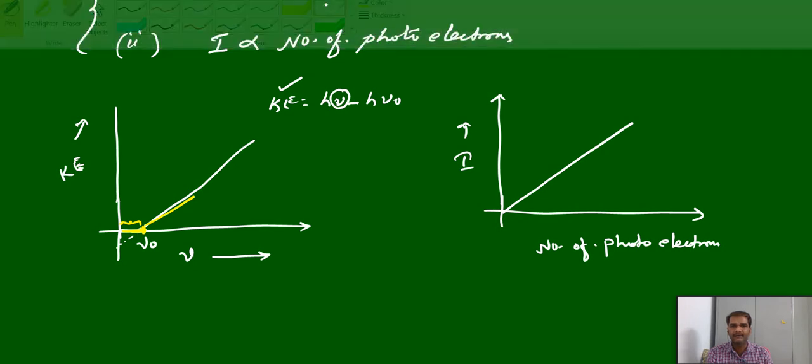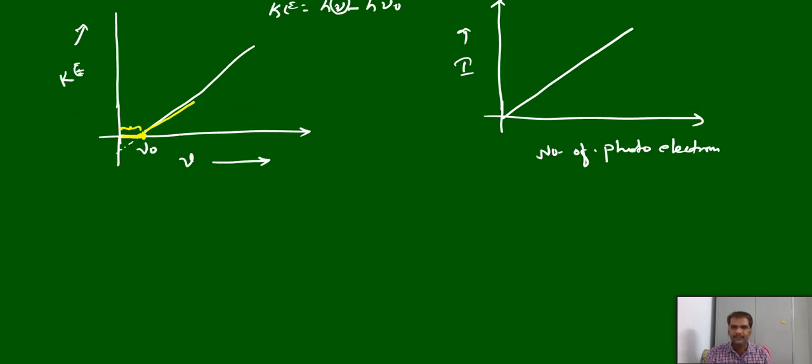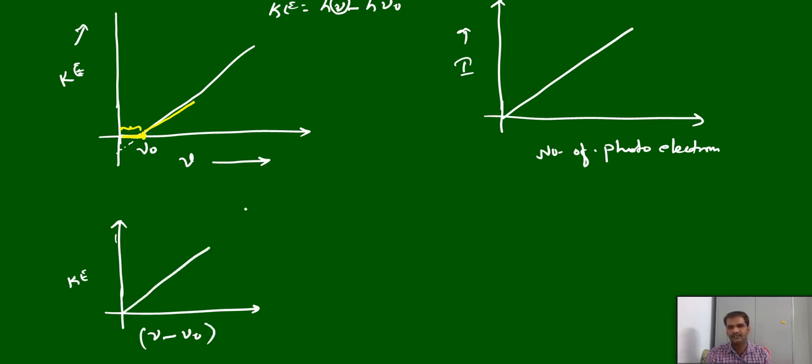And if you want to get the graph which passes through the origin, then we can take kinetic energy versus nu minus nu zero. If you take it like this, you will get the graph which passes through the origin. Why? Because the formula is kinetic energy equals h times nu minus nu zero, like y equals mx directly. Here the slope is the Planck constant. If you take nu minus nu zero, this is the graph, but if you take nu, this is the graph. This is very important, you should keep in mind.